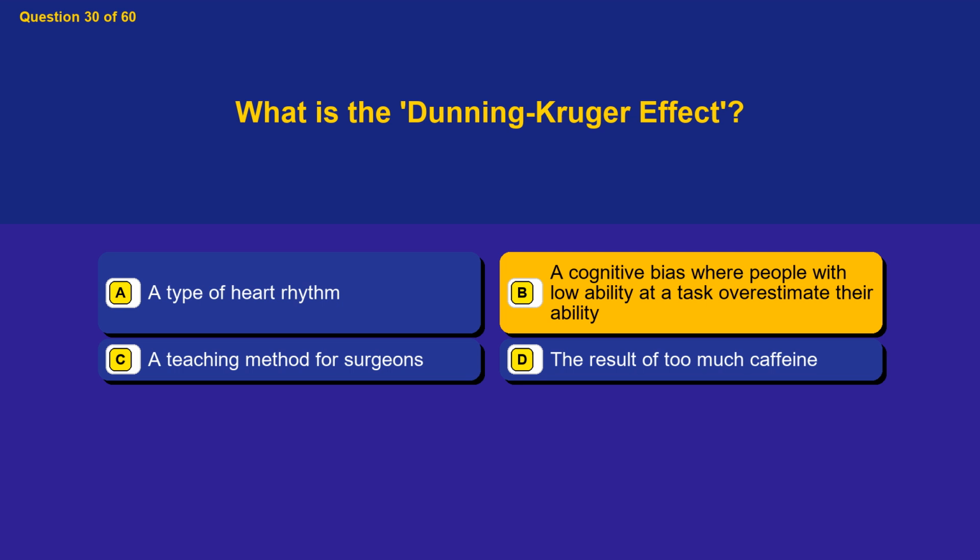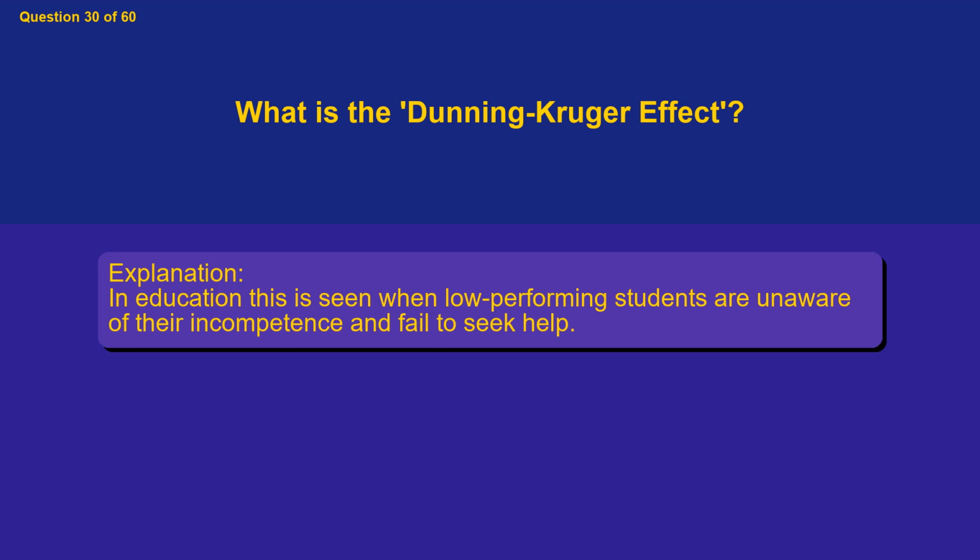The correct answer is option B, a cognitive bias where people with low ability at a task overestimate their ability. In education, this is seen when low-performing students are unaware of their incompetence and fail to seek help.